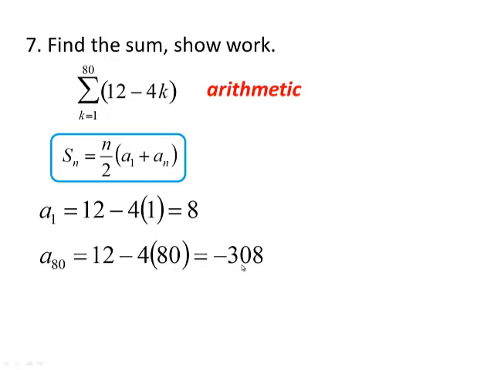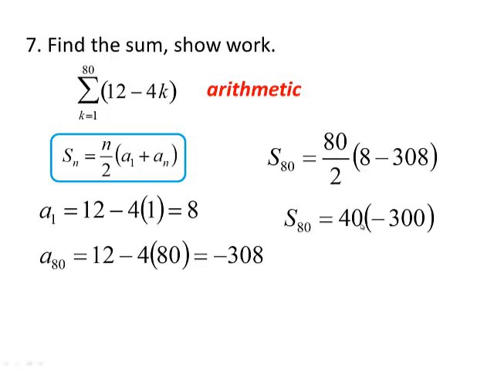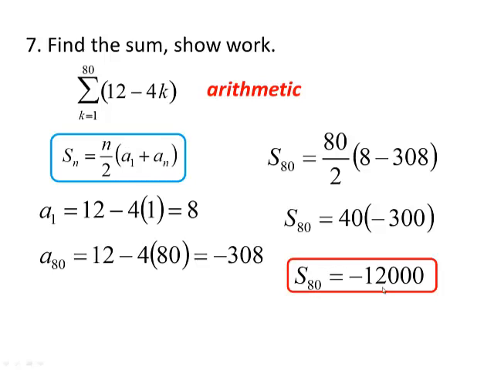308. Putting all this in my formula right here, I get the sum of the 80 terms is 80 over 2 times 8 minus 308. 8 minus 308 is negative 300. 80 divided by 2 is 40. 4 times negative 3 is 12. Add a bunch of zeros, add 3 zeros to it. I get the sum of the first 80 terms is negative 12,000.